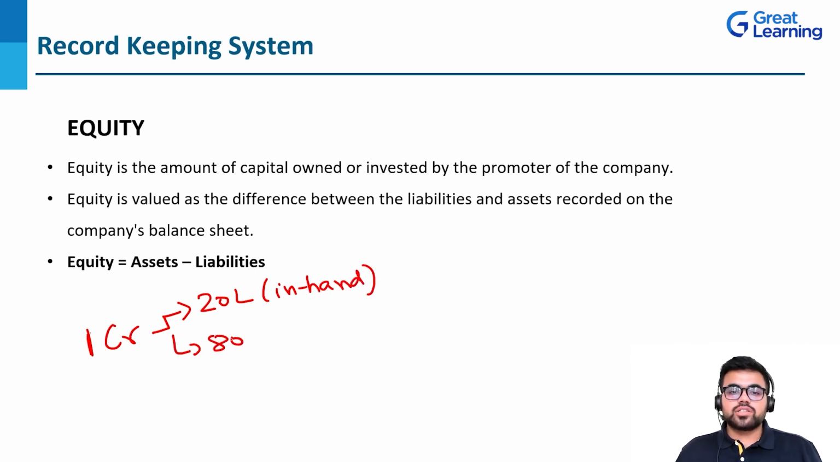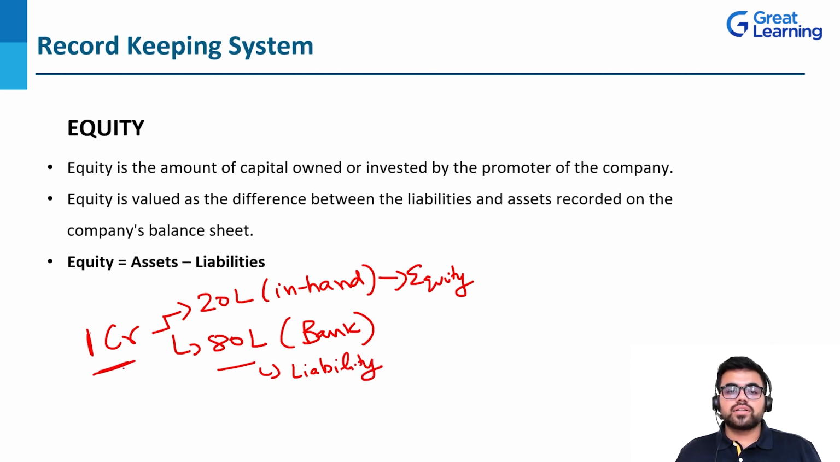And the rest 80 lakhs you take as a loan from a bank. Now, the 20 lakhs that you have in hand is your equity, and the 80 lakh is your liability. And this car that you bought is your asset. Okay, so basically you have 20% ownership, which holds true for this equation: equity equals assets minus liability.